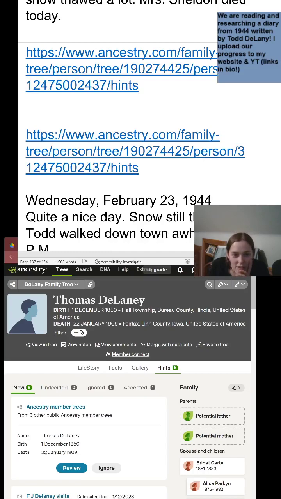Okay, I'm starting a Google spreadsheet. That's not it. Where did you send it? I'll try it. Oh, okay. Sometimes Discord does let you copy and paste things, or if you send me a link, I can open it. And yeah, it's Thomas James Delaney. Even in his obituary, it says Todd, yeah.